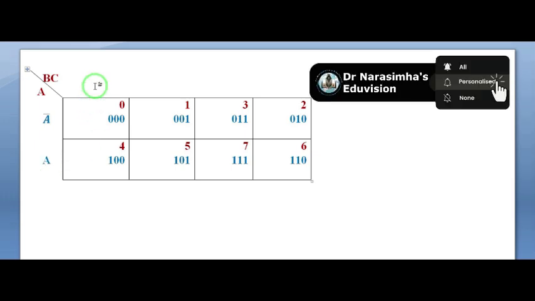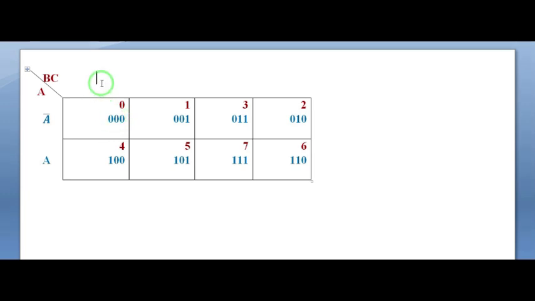Now go for column number 1. In column number 1, the remaining 2 digits are representing the variables b and c. So b equal to 0, c equal to 0 means 0 is used to represent the complement of the variable. So you have to write here b bar c bar.